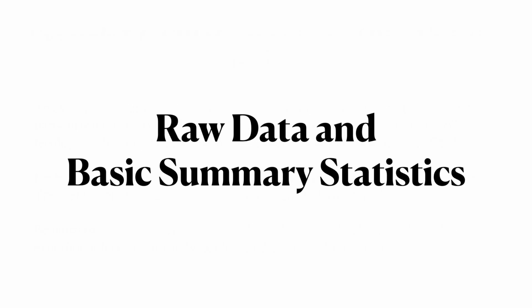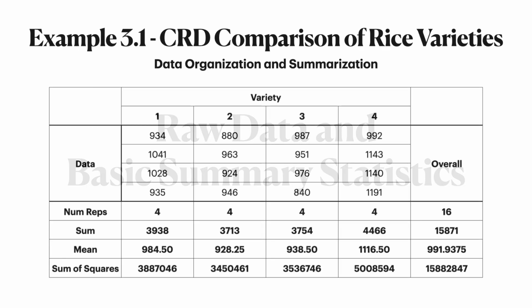Let's look at the raw data for this experiment as well as some basic summary statistics. Here we have the tabular organization of the data. You see we've got 4 columns in the body of the table, 1 column for each of the 4 rice varieties. And in the body of the table, we have the actual data itself. Then in the last 4 summary rows, we have a number of summary statistics. So we have the number of reps per sample. You can see we have equal replication. We have 4 reps per sample for a total of 16 observations.